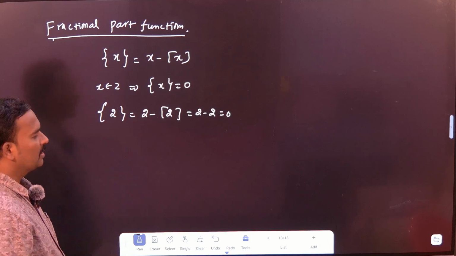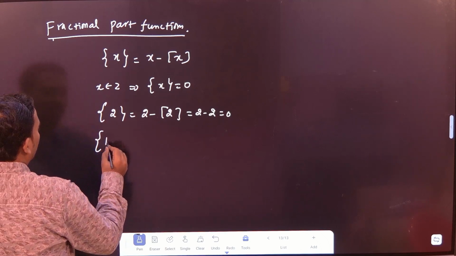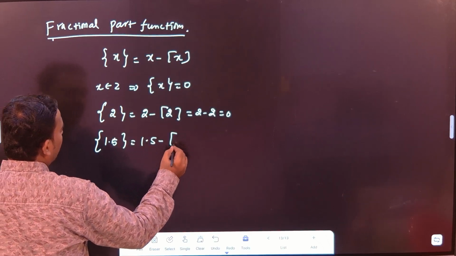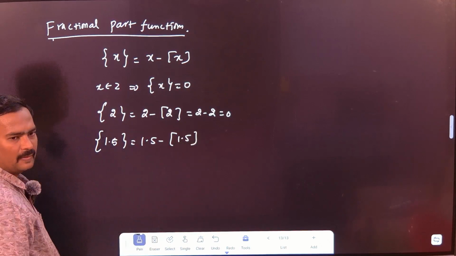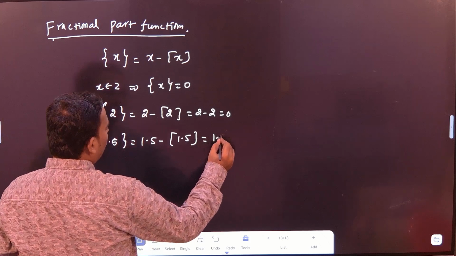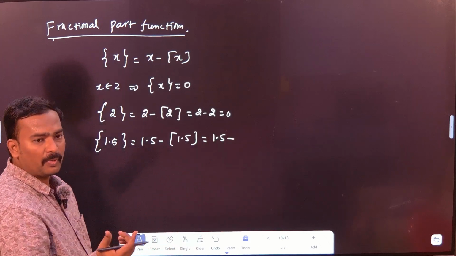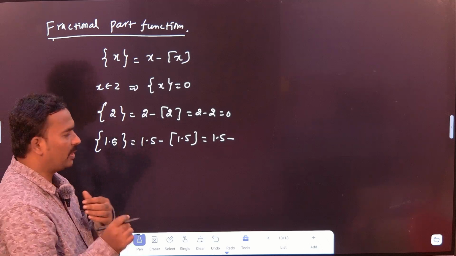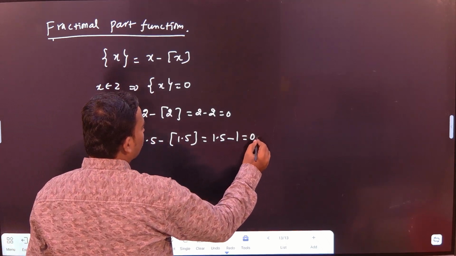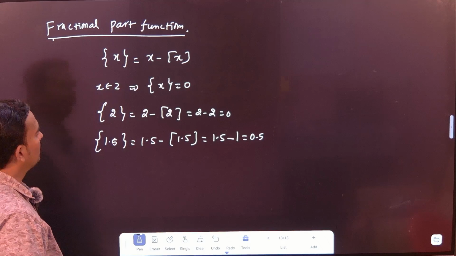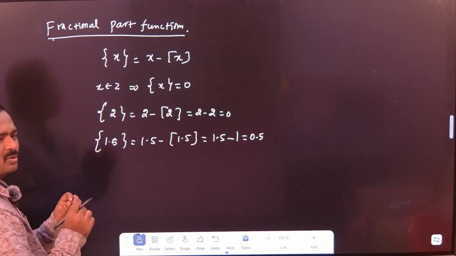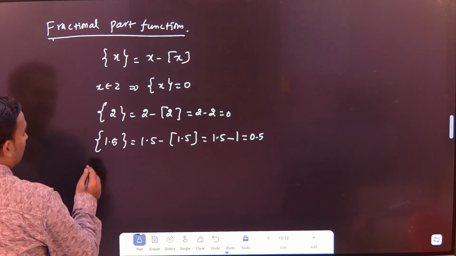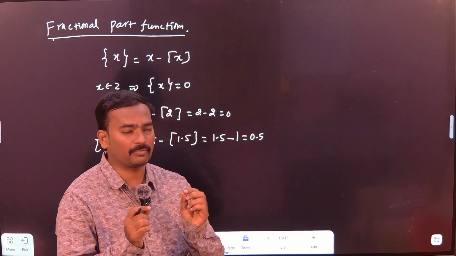One observation: let's take the greatest integer function of 1.5. So 1.5 minus the greatest integer function of 1.5. Clear? What is the value? The greatest integer function of 1.5 is 1, right? You'll get 0.5. Clear? Okay. So then how do we define the fractional part function?